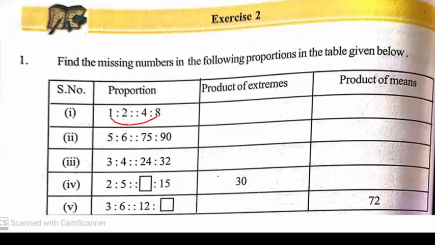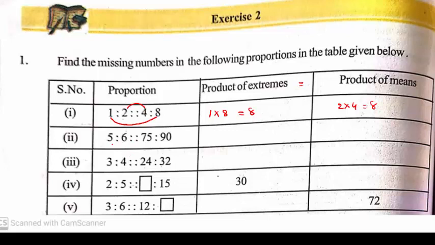Product of means. What are the means? Middle terms 2 and 4 are called means. First, product of extremes: 1 into 8, 1 eight are 8. Product of means: 2 and 4, 2 fours are 8. Here the product of extremes equals the product of means. So these are in proportion.